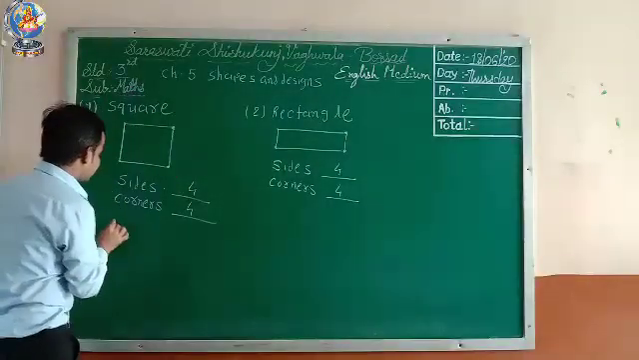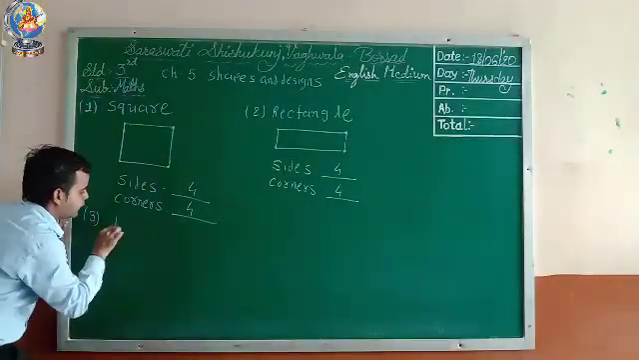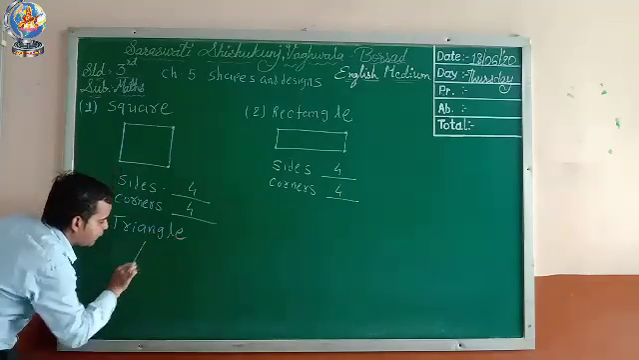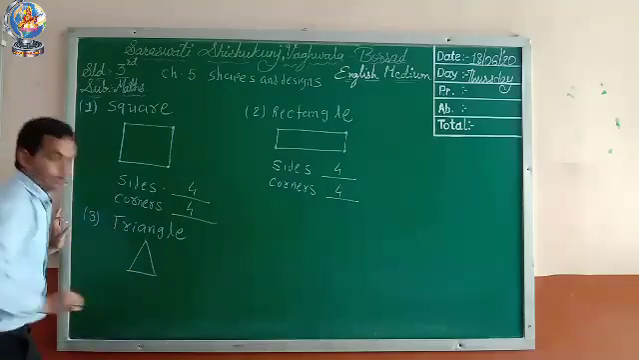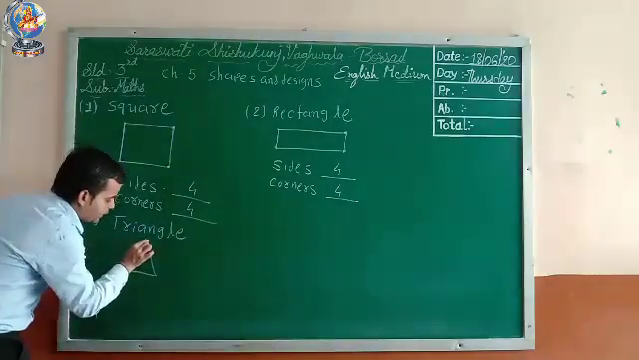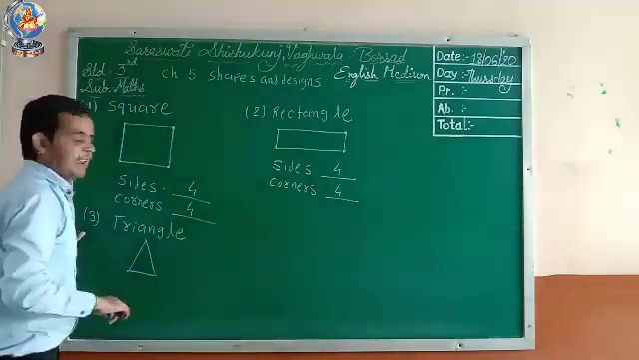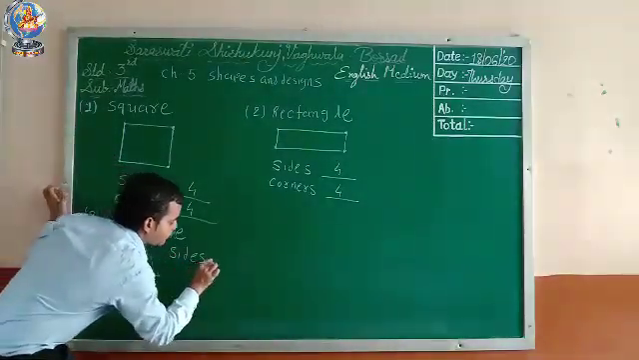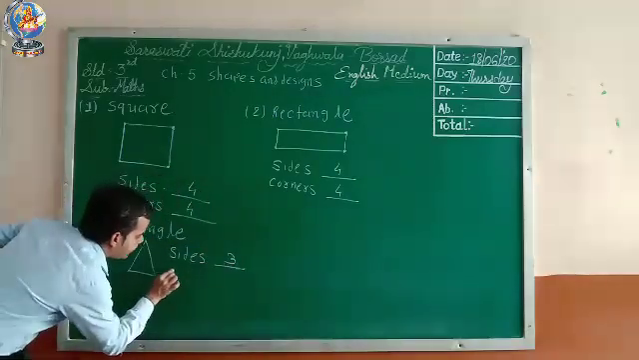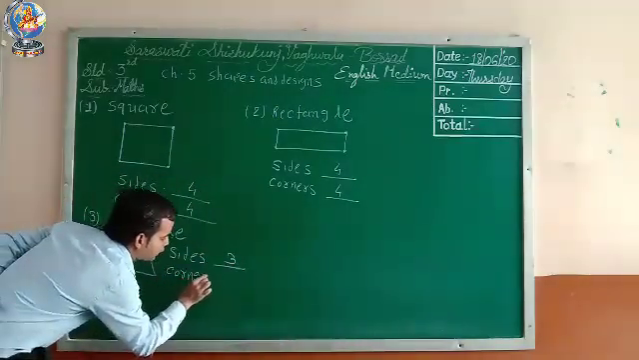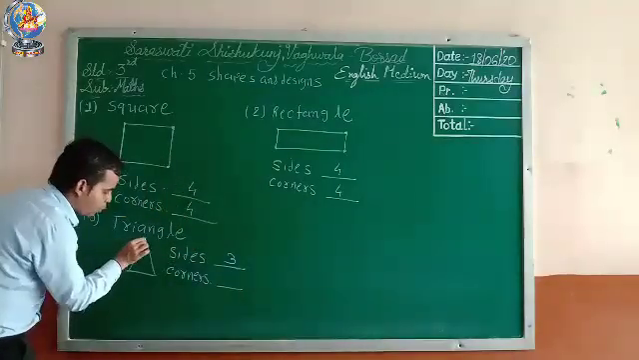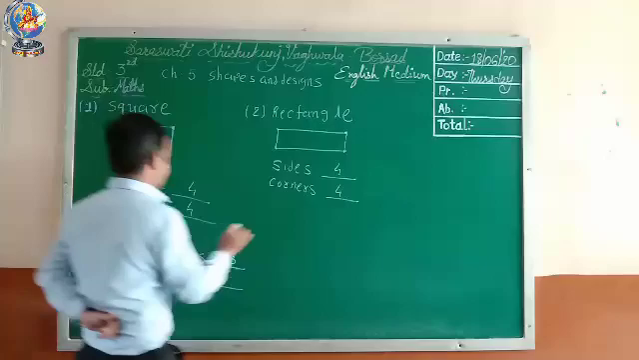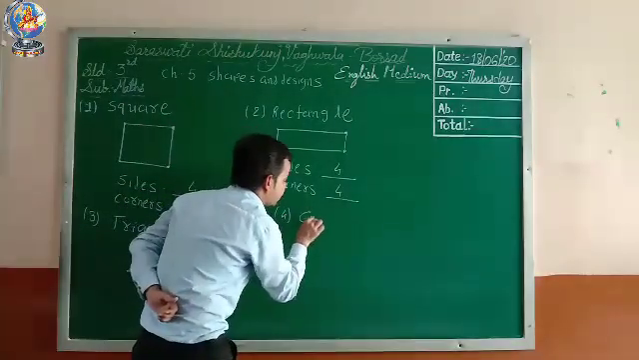Now let's discuss the triangle. Here I will draw one triangle. How many sides in a triangle? 1, 2 and 3, so 3 sides. And how many corners? If you observe, 1, 2 and 3. Understood about that?